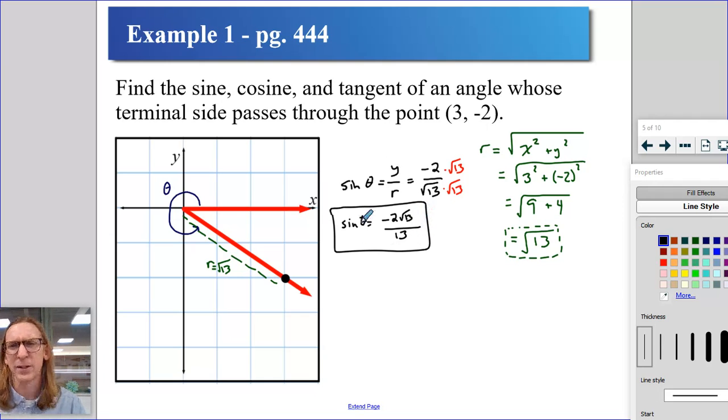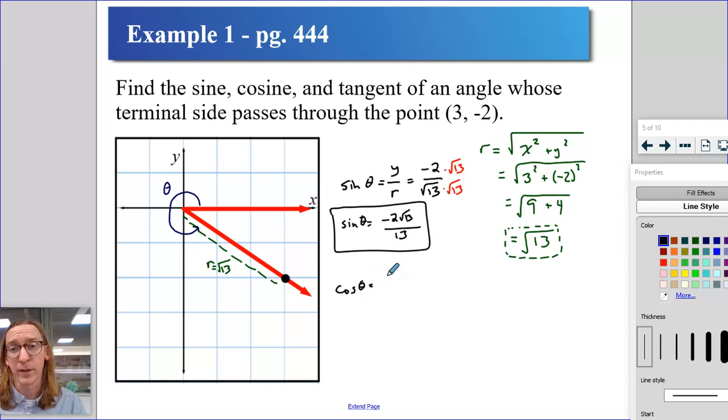The other thing to notice here is that the sine of this angle turned out to be a negative value. That's right, trigonometric ratios can be negative. And this trigonometric ratio has to be negative because this angle passes through a y coordinate that is negative. Let's find the cosine of theta.